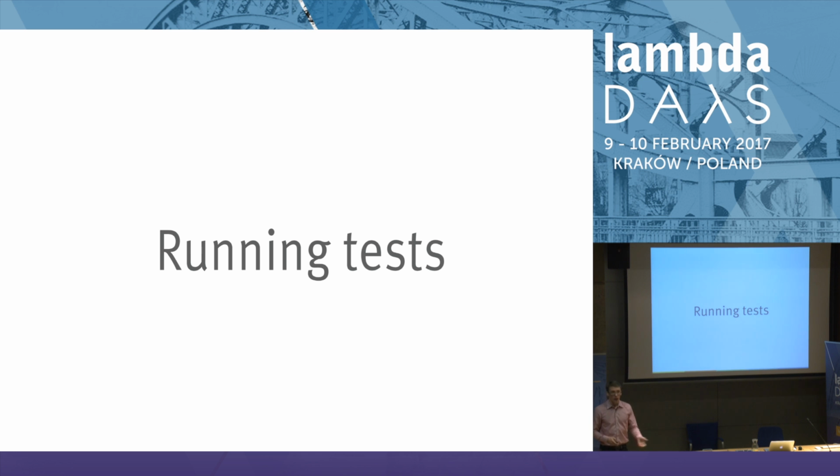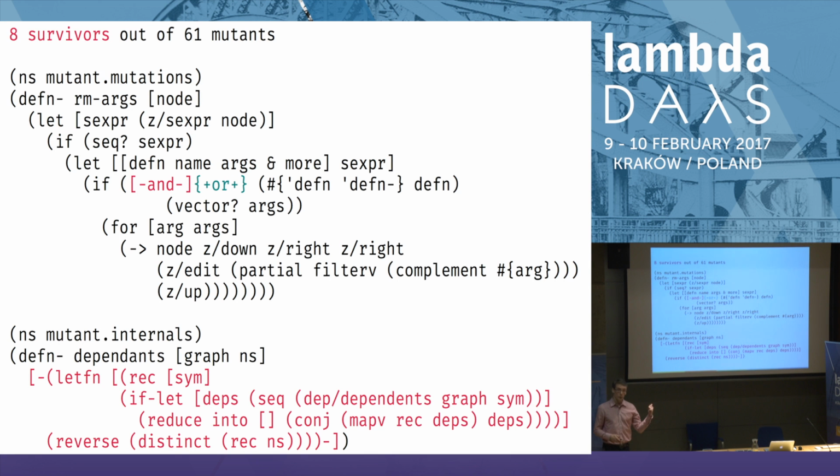Running tests is just looking at your test namespace you pointed me to, invoking clojure.test to run tests on it, and collecting results. If your test suite turns red, I just move on. If your test suite remains green, I preserve the mutant and finally demonstrate it in a single report. Here, for example, is a report of Mutant running on itself.